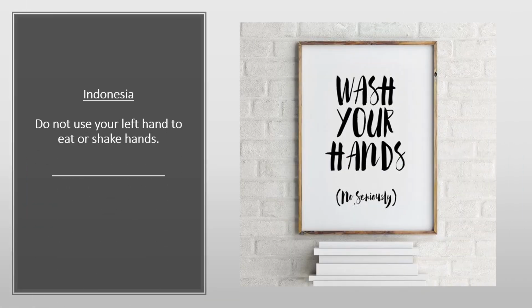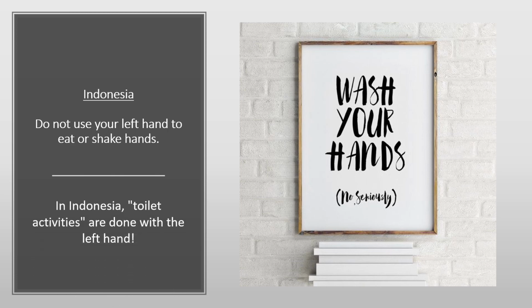So another example is for Indonesia, and you could let the employees know that they should not use their left hand to eat or to shake hands with other people. And the reason for that is that in Indonesia, toilet activities are done with the left hand. So they just reserve that hand for one thing and they use their right hand for everything else.